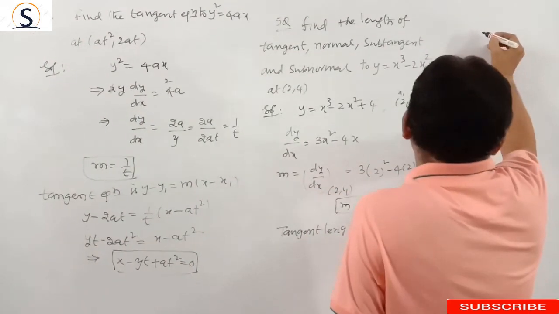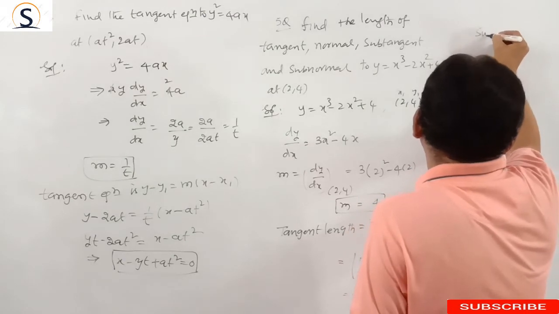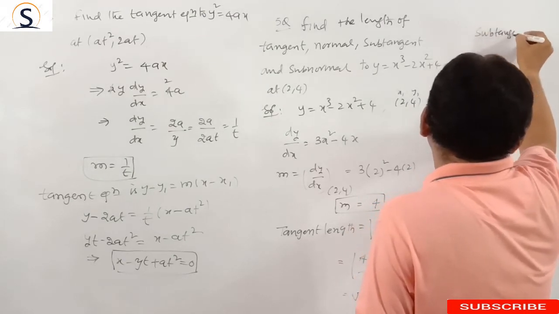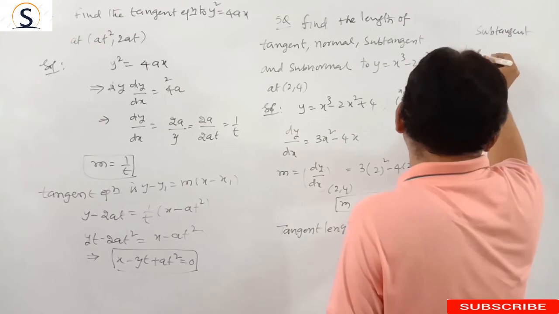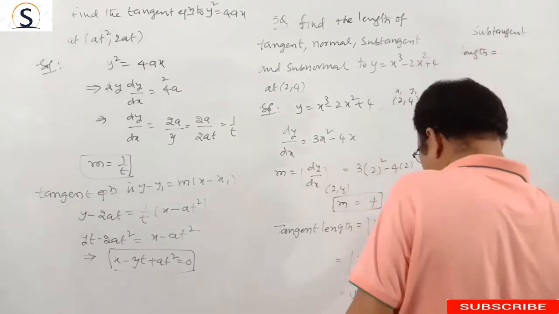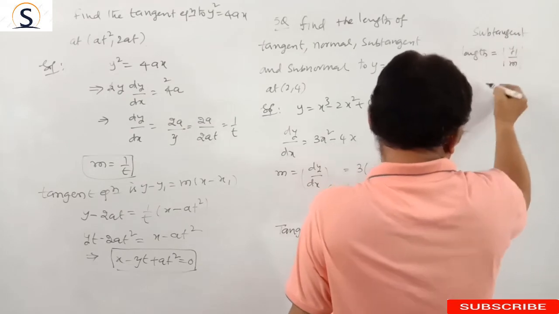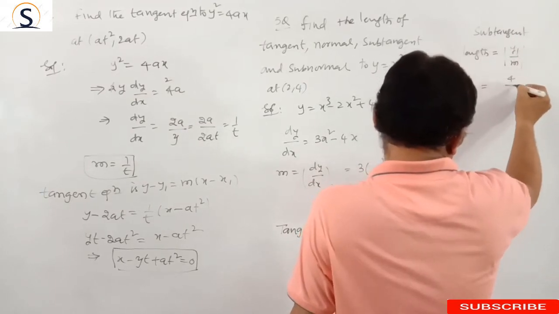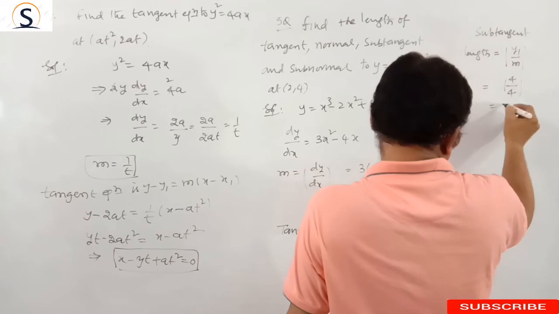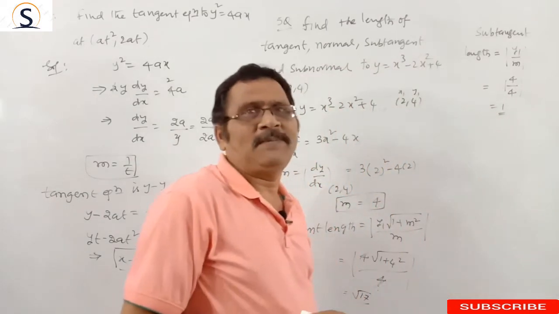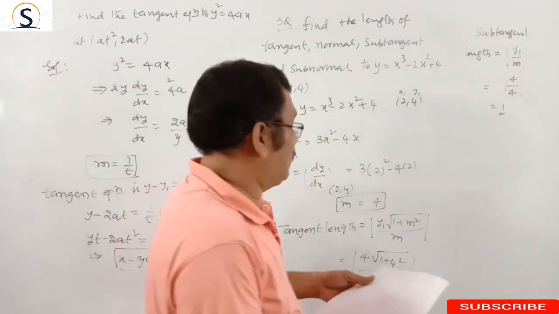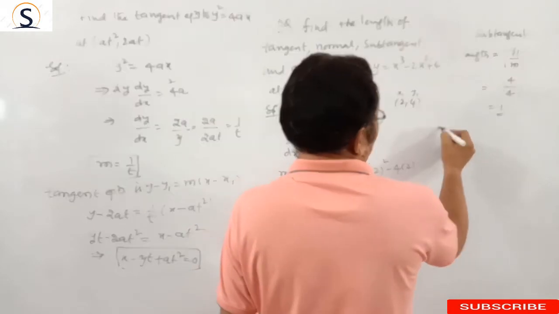Next, subtangent length. We have discussed the formula y1 by m. This is the subtangent length. y1 is 4, m is equal to 4. This is equal to 1. This is the subtangent length.